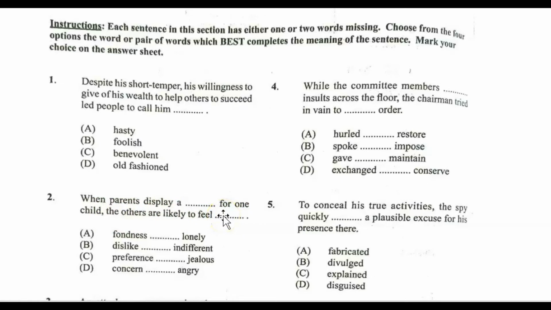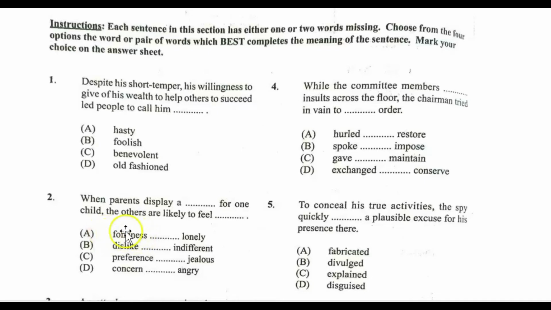What do parents usually display? We're talking about a parent having, in this case, more than one child, right? So when a parent displays something for one of those children, the others are likely to feel something. What do parents usually show individual children that cause others to feel some kind of a way? What way? We don't know as yet.